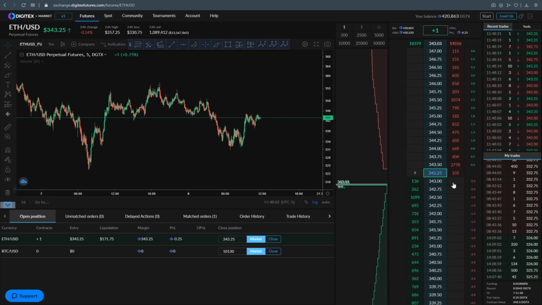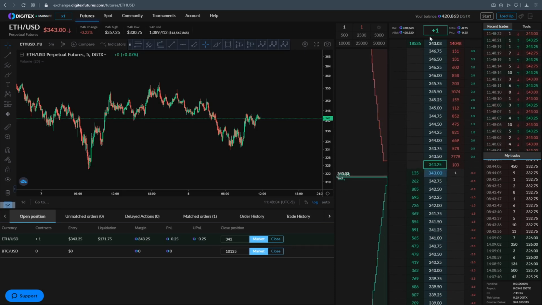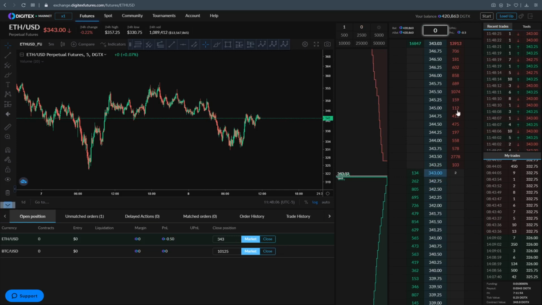Now I'm just going to right click right here to exit my one contract long. You can see I lost 0.25 Digitex. I was already down 0.25 Digitex, so it just added another loss of 1 tick, which is 0.25 Digitex, so I'm down negative 0.5 Digitex so far for this session, is what that denotes right there.